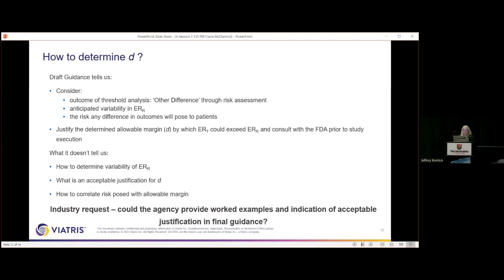The justification of the allowable margin that we need to present to the agency is somewhat less clear. What the guidance doesn't tell us is how to determine variability. What is the acceptable justification, and how to correlate the risk posed with the allowable margin? So I guess one request that I would be making on behalf of industry is that we can do something together that would enable us to provide worked examples and an indication of acceptable justification in the final guidance.